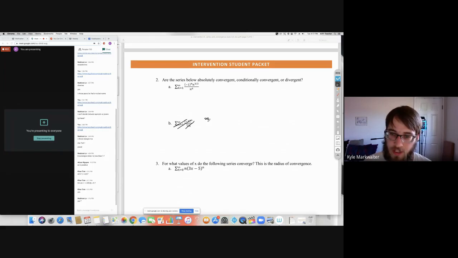So the alternating harmonic series looks like this. It is (-1)^n over n. That's the alternating harmonic series. And we want to show whether or not the series is absolutely convergent, conditionally convergent, or divergent. Okay? So here's what we can do.